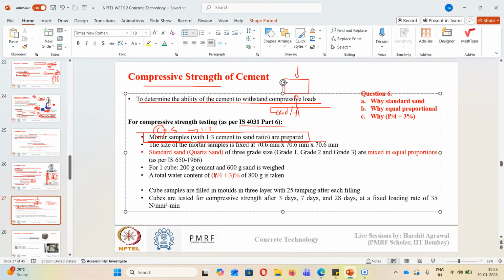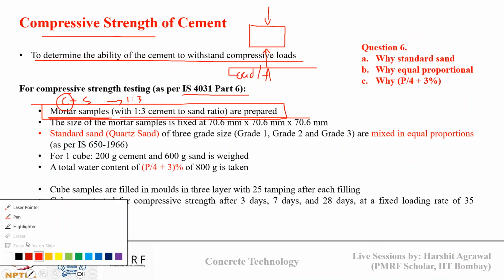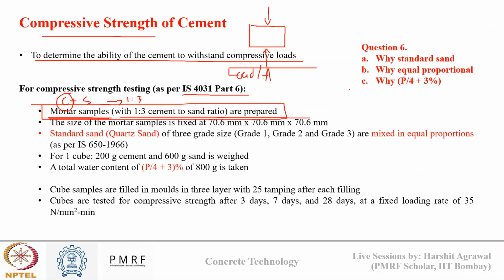Okay, so this P here is the standard consistency of cement. So standard consistency by 4 plus 3% of 800 grams water we take. Okay, so if you see this preparation stage, there are three questions that I need to ask you here.